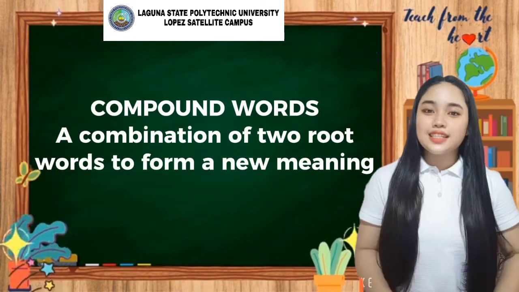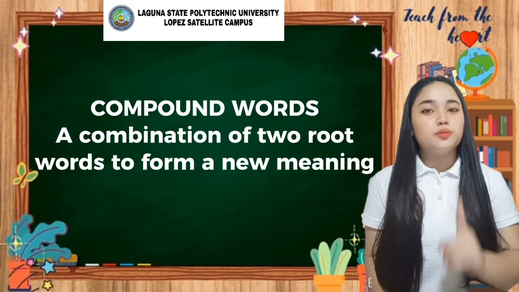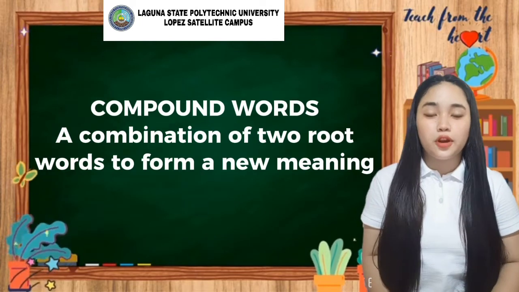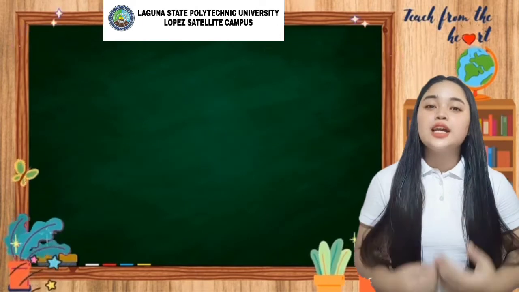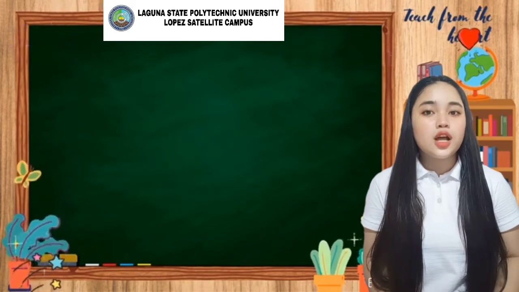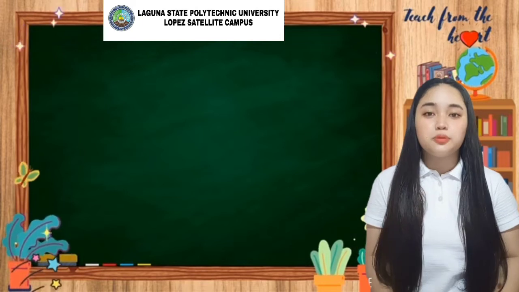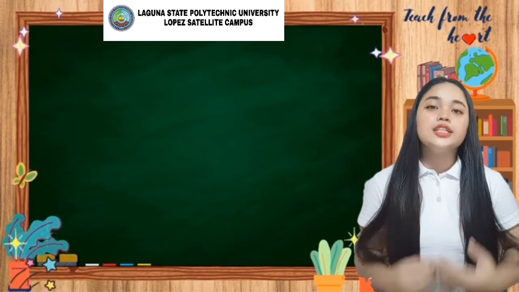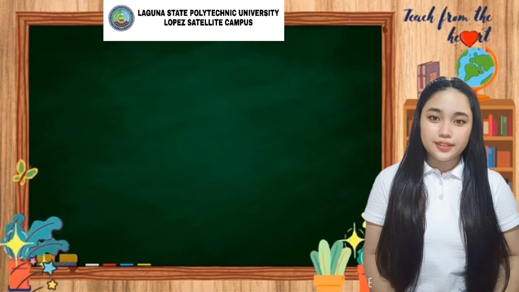The next is compound words, a combination of two root words to form a new meaning. There are many compound words. They are used in both writing and speaking to help describe things and clearly communicate ideas. Here are examples of compound words.